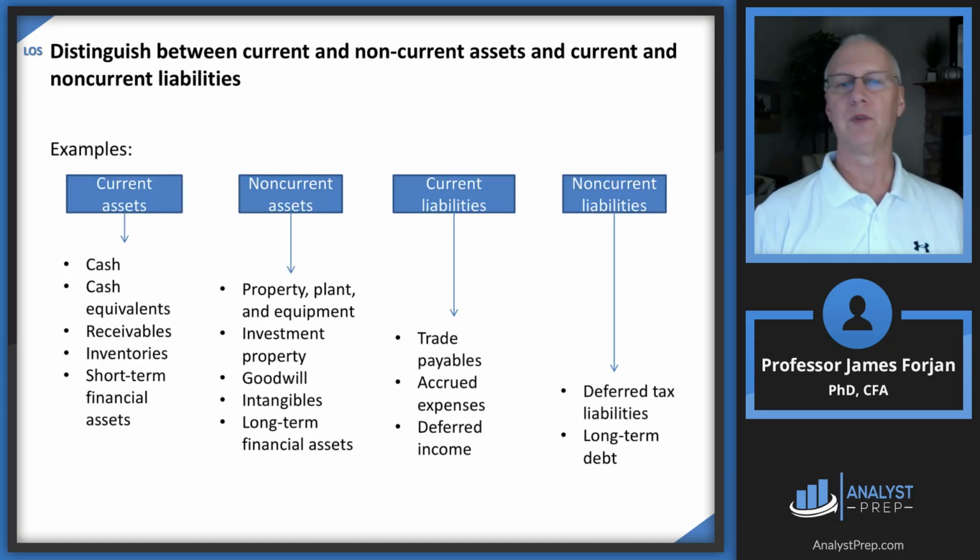And here are some examples. I've talked about these before. Current assets: cash, cash equivalents. There's receivables and inventory, property, plant, and equipment, investment properties, goodwill, which occurs after mergers or acquisitions, intangibles, and then accounts payable and trade payable, accrued expenses. Non-current liabilities are deferred tax and long-term debt. Don't forget to include bank loans in there as long as they mature in excess of 1 year.